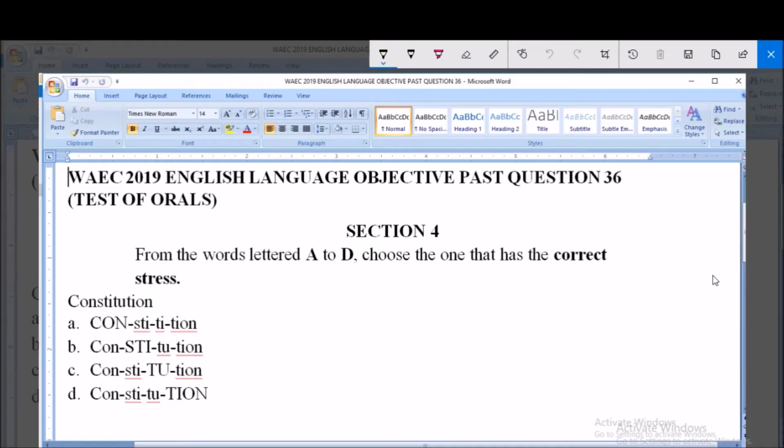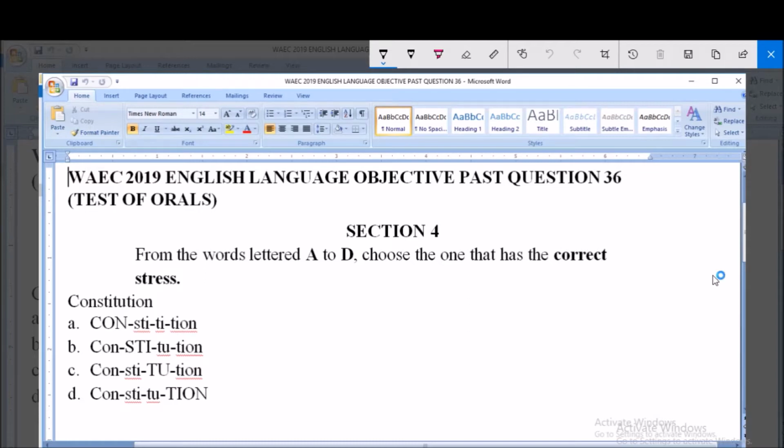Hello, I'm going to be answering WAEC 2019 English Language Objective Past Question 36 under Test of Orals, Section 4. Now the instruction is, from the words lettered A to D, choose the one that has the correct stress. So in this question, we are looking at stress patterns, and the word given to us here is constitution.